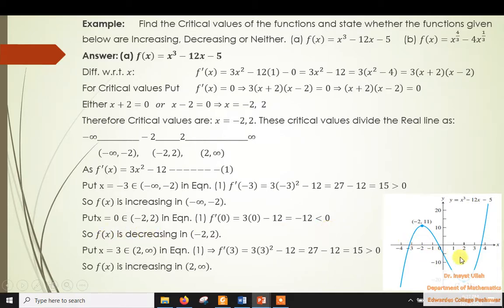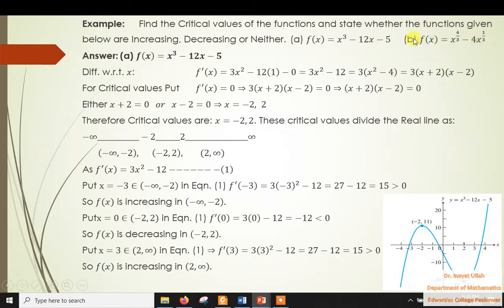And if you look at this portion, from 2 up to infinity onward, if you see that from 2, the graph is increasing, it goes up and up, increasing. So we may say that the function is increasing from x equal to 2 up to infinity. So the function is increasing from 2 up to infinity.